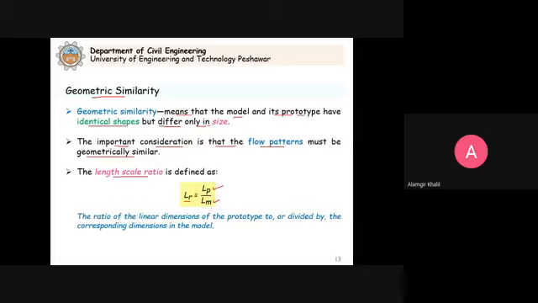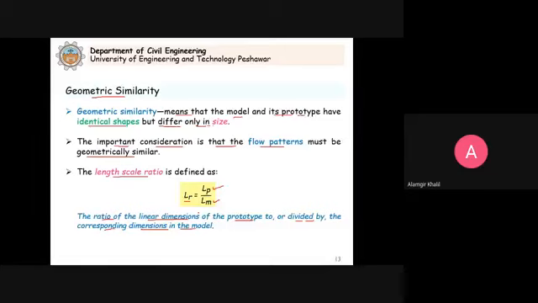The length scale ratio is defined as LR. This is the length scale ratio. This is the length in the prototype divided by the corresponding length in the model. So the ratio of the linear dimensions of the prototype divided by the corresponding dimensions in the model. This is the length scale ratio.